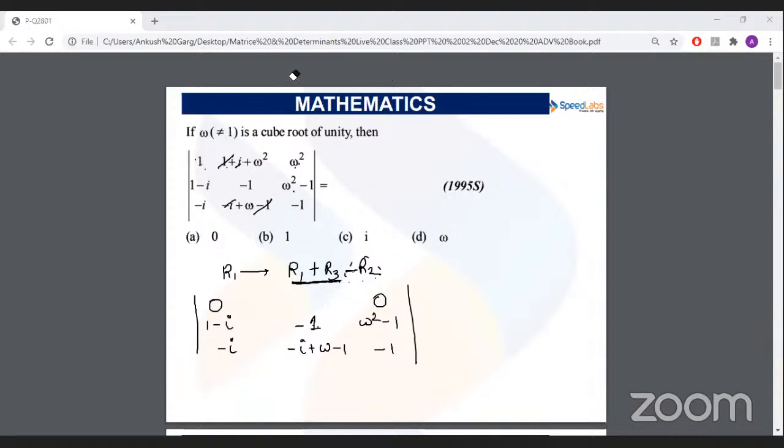So we can clearly see, just after applying this one operation, that is R1 plus R3 minus R2, all the three elements of the first row are becoming 0. So if all the elements of a row are 0, the value of the determinant is simply equal to 0, right? So here the correct answer will be option number A.